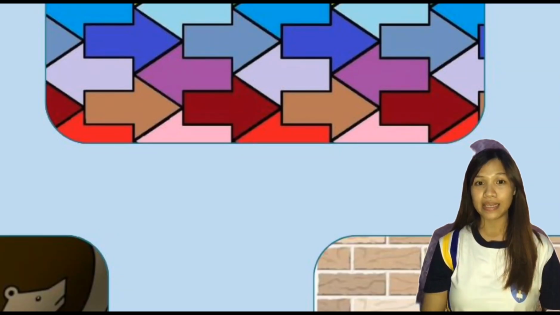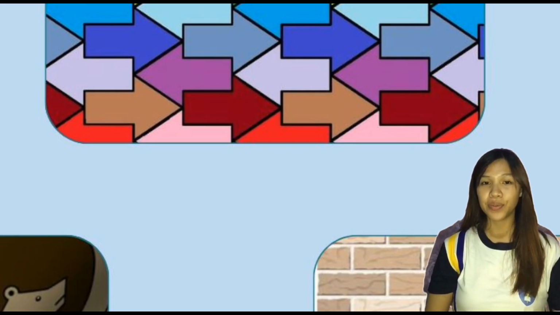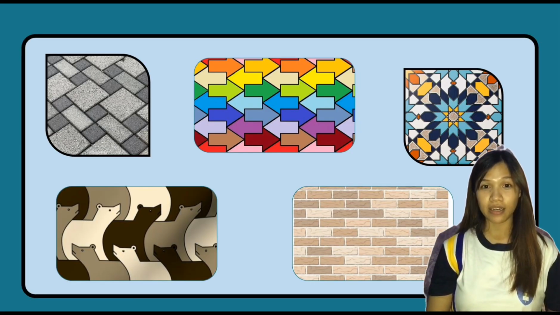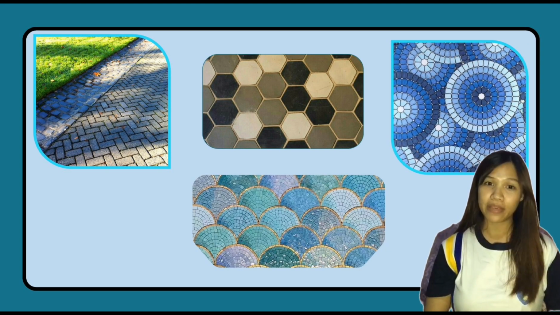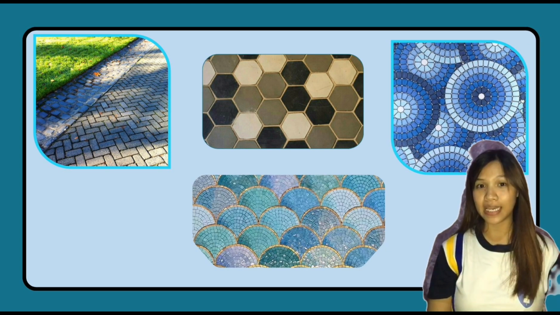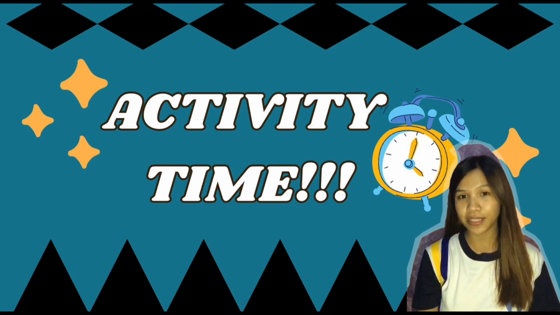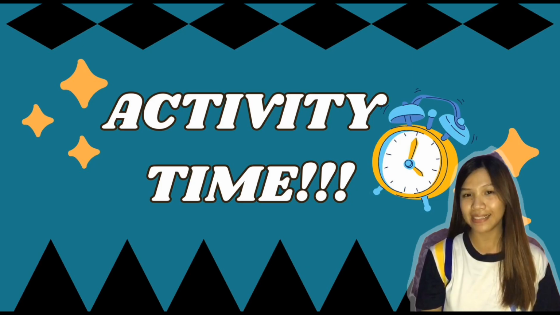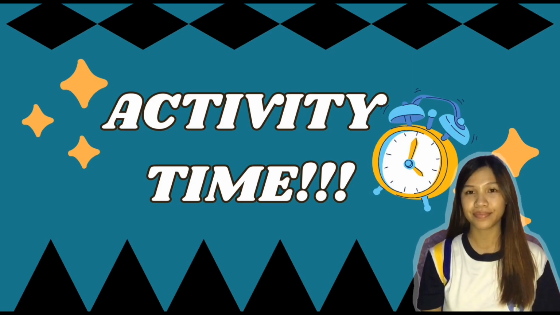Now, where can we see these tessellated patterns? Have you ever seen one? I'm sure that you already did. We can see those usually as patterns on our fabric, our t-shirts, on our pavements, and even on the ceiling of our churches. Did you understand our lesson for today, class? You did? Very good. Now, let us head on to our activity.